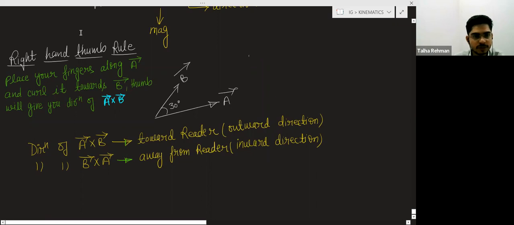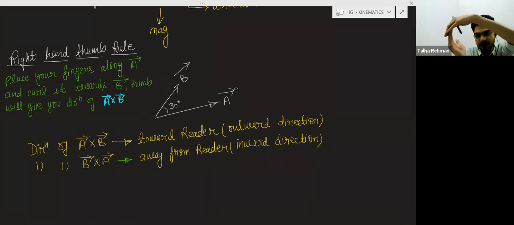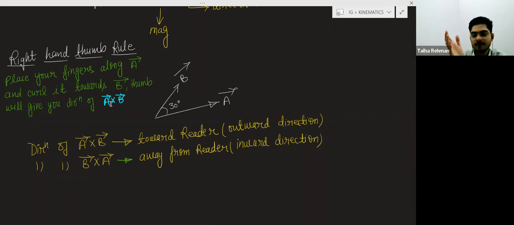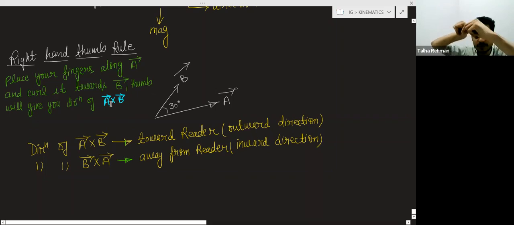Now you can see here, place your fingers along the A vector and curl towards the B vector. The thumb will give you the direction of A cross B. Now for finding the direction of B cross A, place your finger along the direction of the B vector and curl it towards the A vector. The thumb will give you the direction of the B cross A vector.